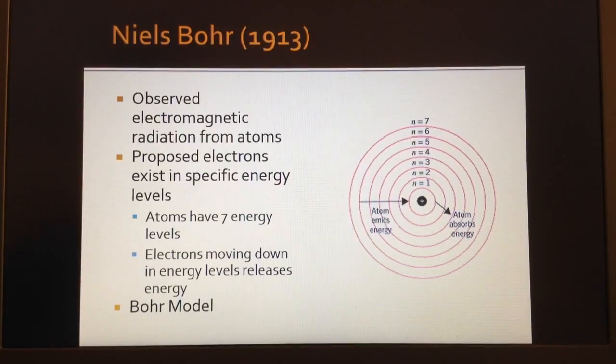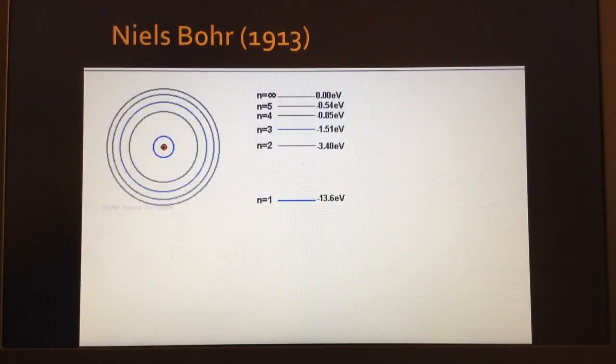So if they absorb energy, they move up in energy levels. If they release energy, they're moving down in energy levels. This model of the atom is called the Bohr model of the atom. It looks kind of like an onion. So our nucleus is in the middle, and then all of the different energy levels add layers on the outside. So here's kind of a model of Bohr's atom.